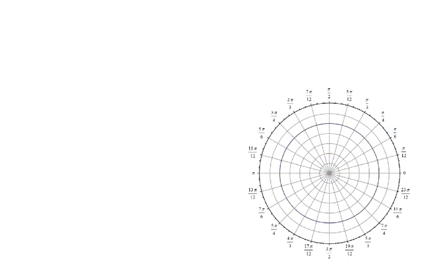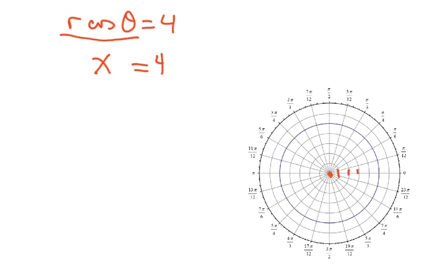Now the next one is going to be probably similar. We have r cosine of theta equals 4. I know this equals x, so x equals 4. So here's my pole, and I'm going to go on the horizontal axis from 0. So I'm going 1, 2, 3, 4, and draw a line here. So there's your line, and there's your equation.